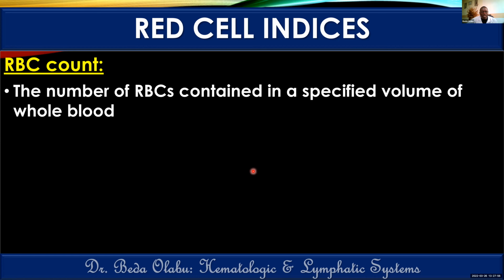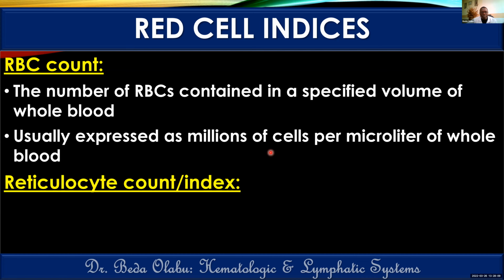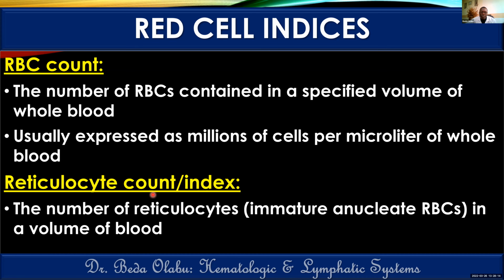Red blood cell count refers to the number of red blood cells which are contained within a specified volume of whole blood. Reticulocyte count refers to the number of reticulocytes which are in the peripheral circulation. We use the term index when we want to look at the percentage itself. So reticulocyte index will be the proportion of reticulocytes compared to all the red blood cells which are in the peripheral circulation.